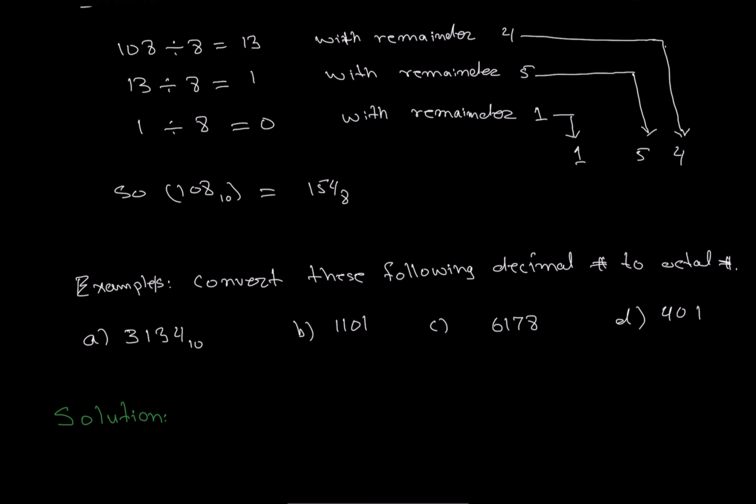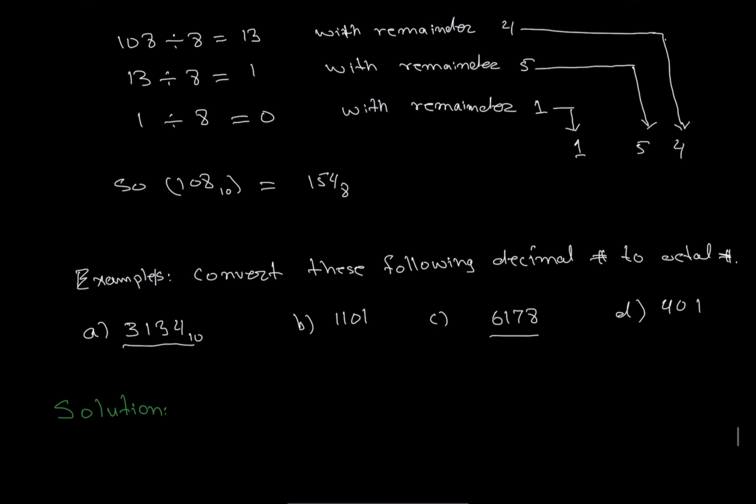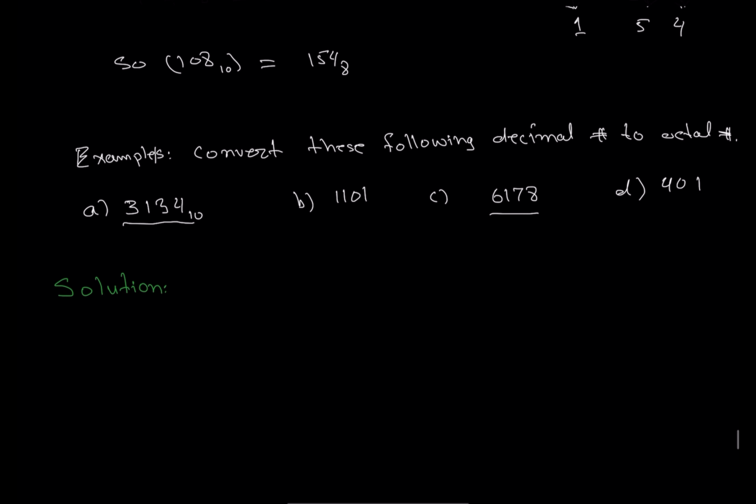Alright, we have 4 examples here, and I hope I can solve 2 of them and give you guys 2 of them as homework. So I'll pick and choose. I will solve this example and I will solve this example for you guys. You guys solve B and D. Okay, so solution number 1, A. It says 3134. Write this as an octal number.